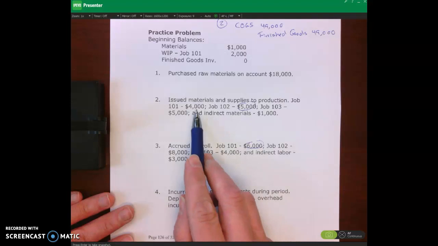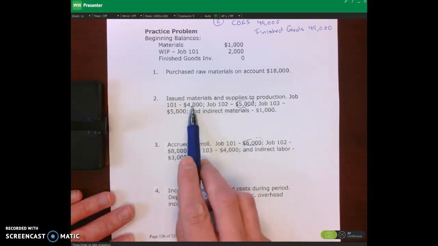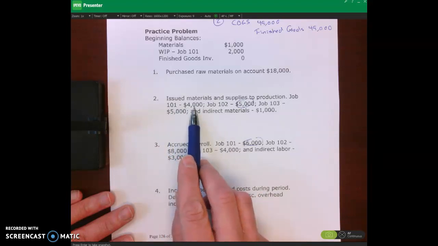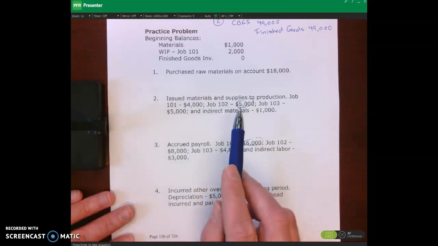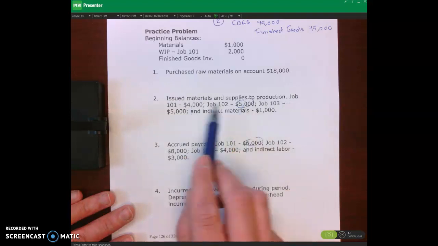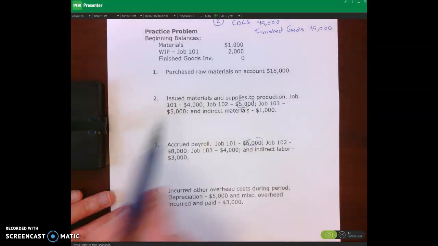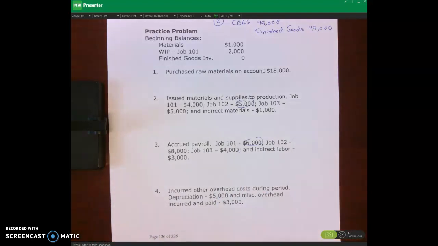We know that direct materials go into work in process. You don't need to say debit to work in process, job 101, 4,000, and then another debit, work in process 102, 5,000. You can add these together and debit work in process for the sum of those three. Okay? So what I want you to do now is pause the lecture video, do problems 1 through 5 for this practice problem, and then we'll check it.